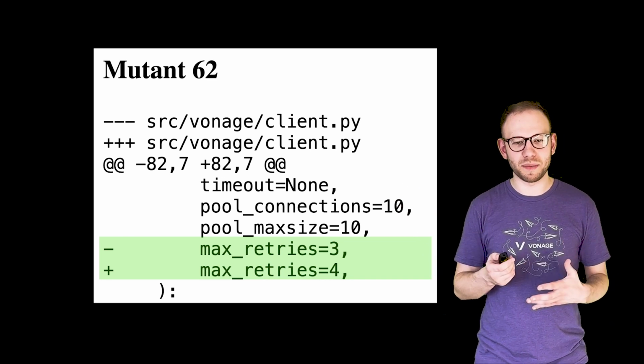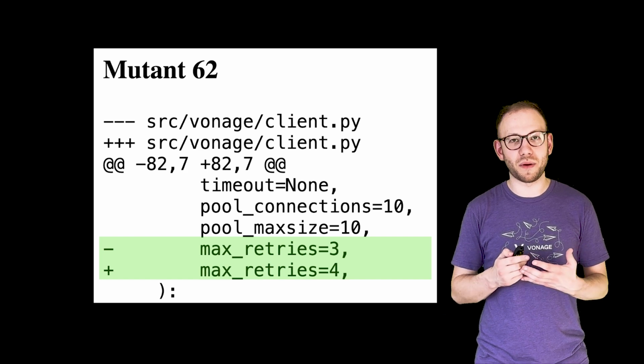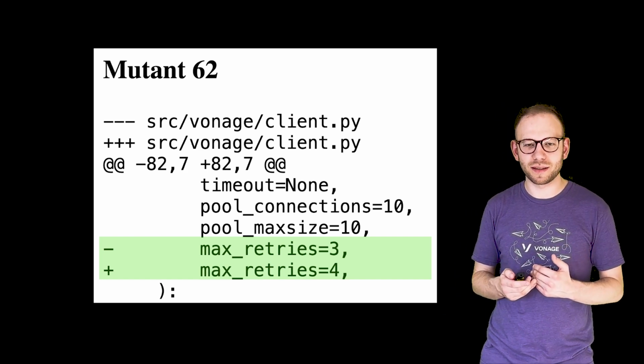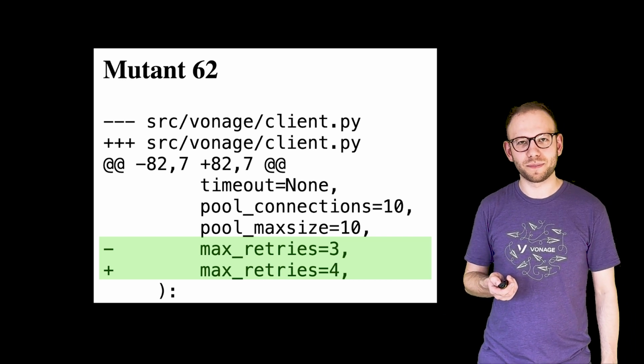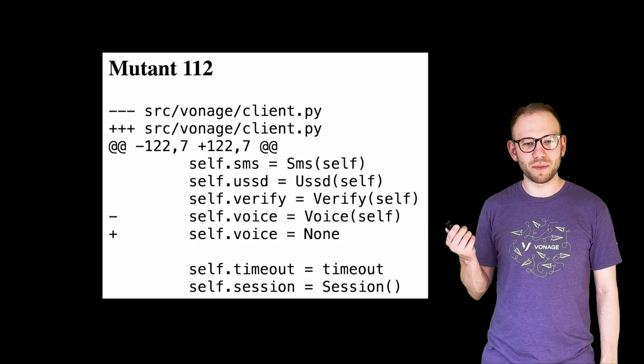I don't think it's important to me to test whether a default value is set or not. That's not important to me in this context. But let's look at one that is more important, that I do care about. So here's one. This is mutant 112.